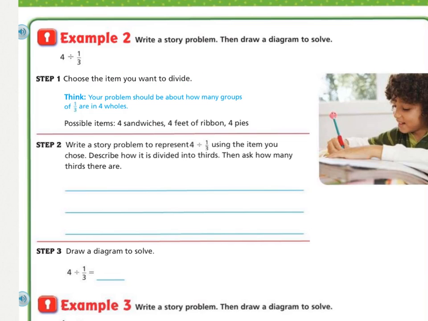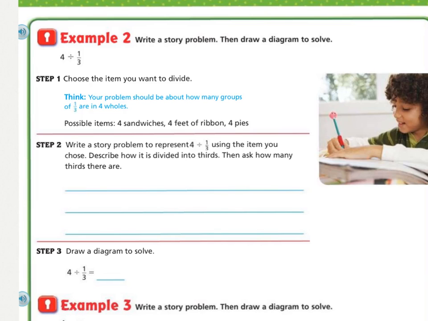They're thinking sandwiches, ribbon, pies, food, candy, treats. Maybe you need to cut up a piece of wood for something. This is where you get to be creative. What do you want to divide? And remember, you're going to be thinking about how many groups of 1/3 are in 4 of these wholes. And then you need to write a story problem where you're dividing that into 1/3 pieces.